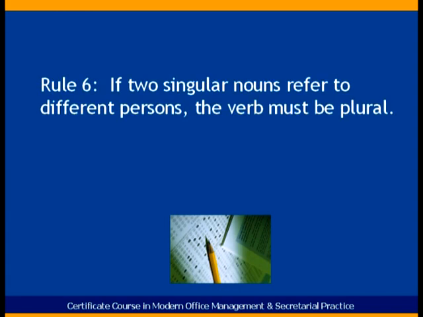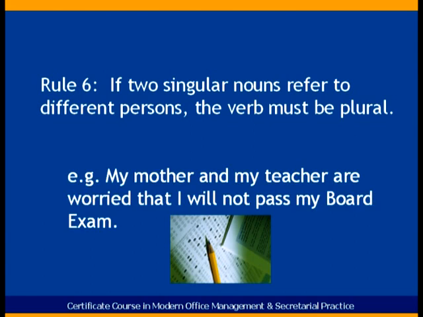Rule number 6. If two singular nouns refer to different persons, the verb must be plural. For example, my mother and my teacher are worried that I will not pass my board exam. In this sentence, my mother and my teacher are two different persons. Therefore, we use the plural form of the verb be, which is are.